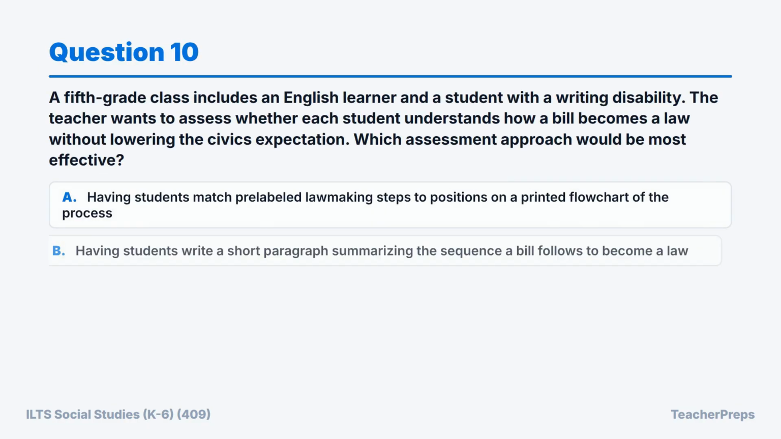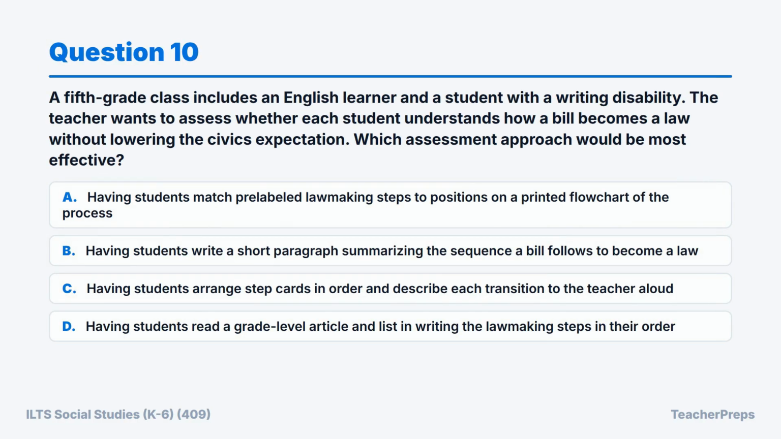Question 10. A fifth-grade class includes an English learner and a student with a writing disability. The teacher wants to assess whether each student understands how a bill becomes a law without lowering the civics expectation. Which assessment approach would be most effective? Pause the video and select the best answer.